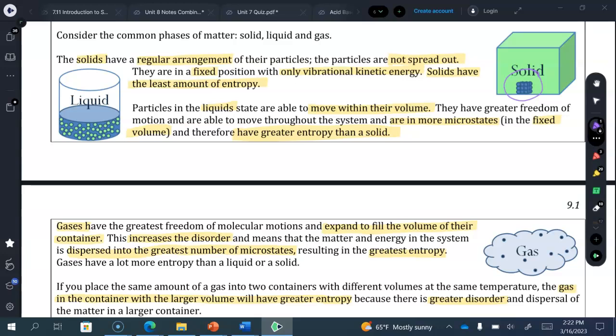If we look at liquids, particles in the liquid state are able to move within their volume. So they have greater freedom of motion and are able to move throughout the system, and thus are in more microstates within the fixed volume, and are therefore able to have greater entropy than a solid.